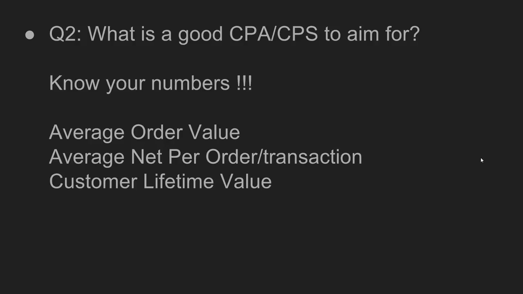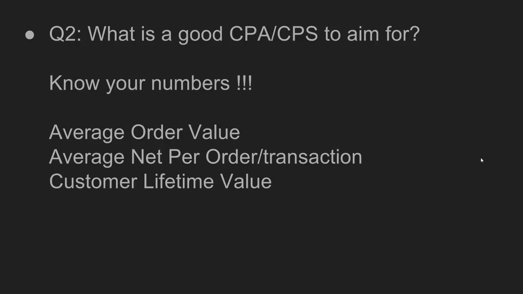When it comes to ads, there are a couple of metrics that are mandatory for you to run your ads. You have your average order value, you have the average net per order or transaction, and you have your customer lifetime value. The average order value is basically how much each customer is buying from your website. You divide your sales by the number of transactions, and you have your average order value.